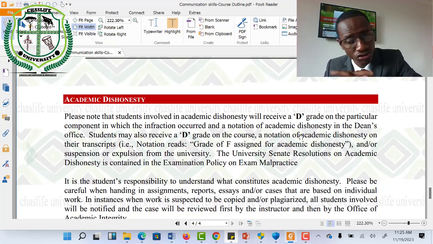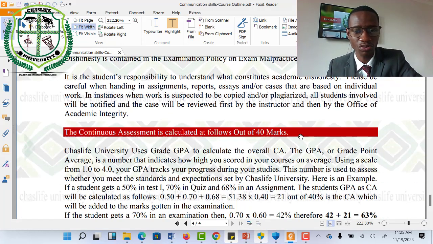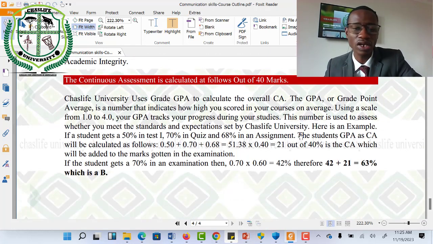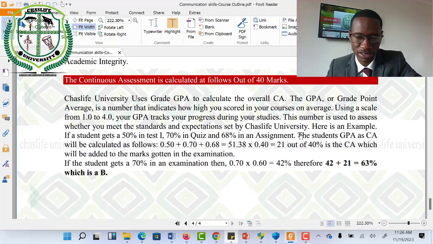Plagiarism is a straightforward matter. I'm sure by now you have understood that plagiarism in academics is academic dishonesty. Okay, so that may be a big offense. All right, so make sure that you practice safety and you also understand how to calculate your CA using the GPA method. Okay, so basically, when we talk about the GPA, we're talking about the grade point average, which is what we use to compare your CA and your marks as you finish.